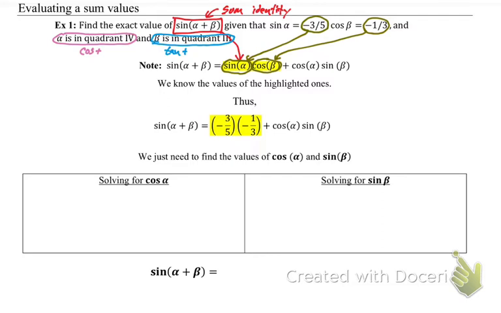So we're going to have a box for solving for cosine alpha, and we're going to have a box for solving for sine beta. Now, remember, we have an identity that connects sine and cosine together. In fact, I'm going to draw that up here. At any time, I can say that sine squared alpha plus cosine squared alpha equals 1.